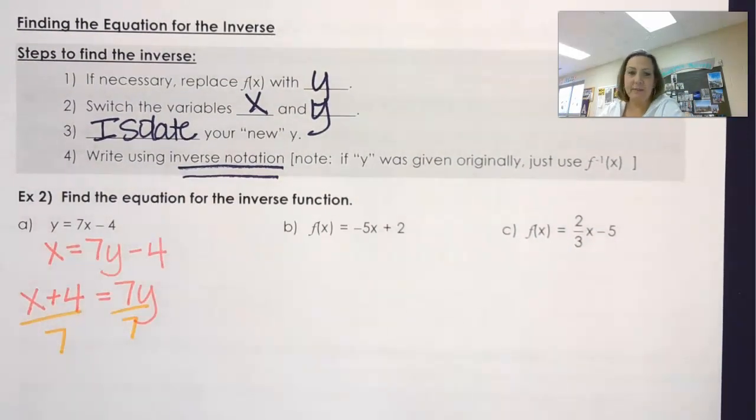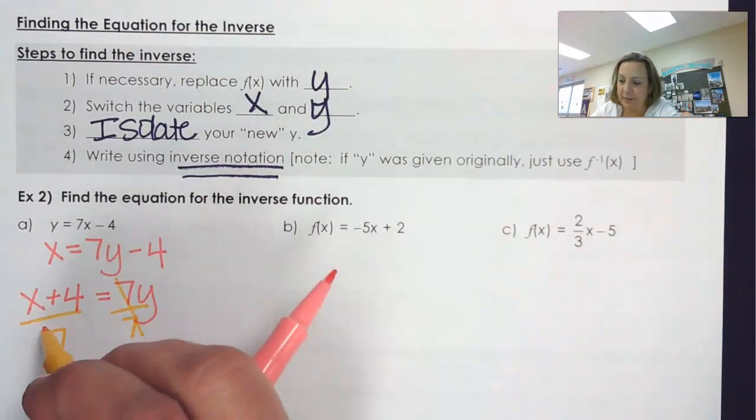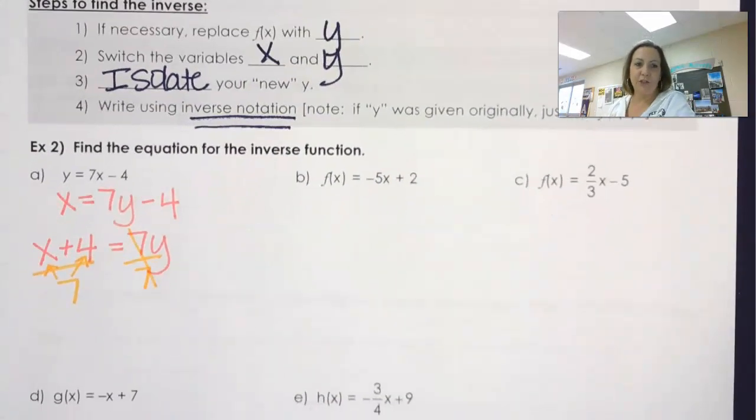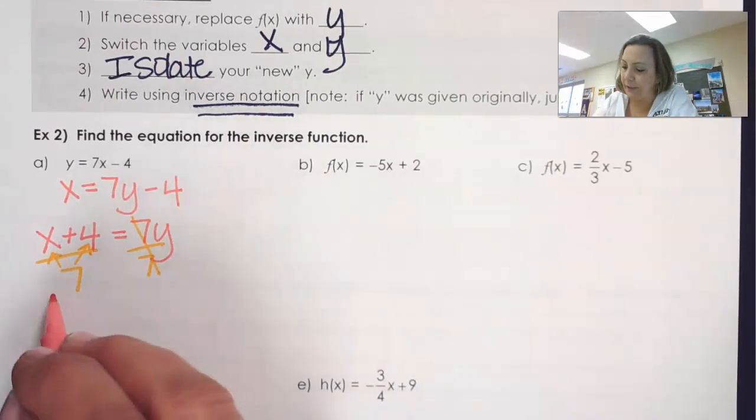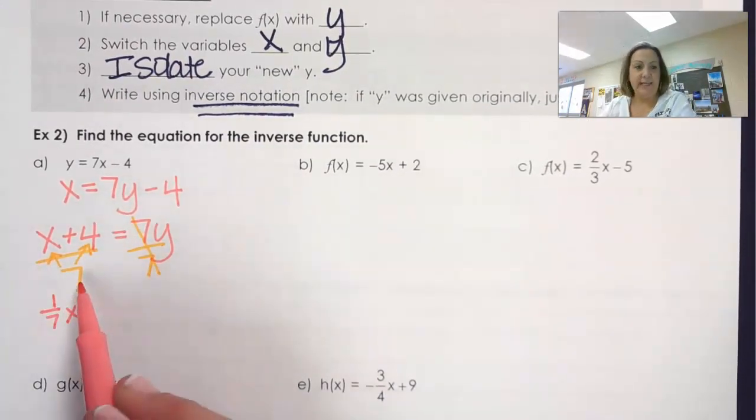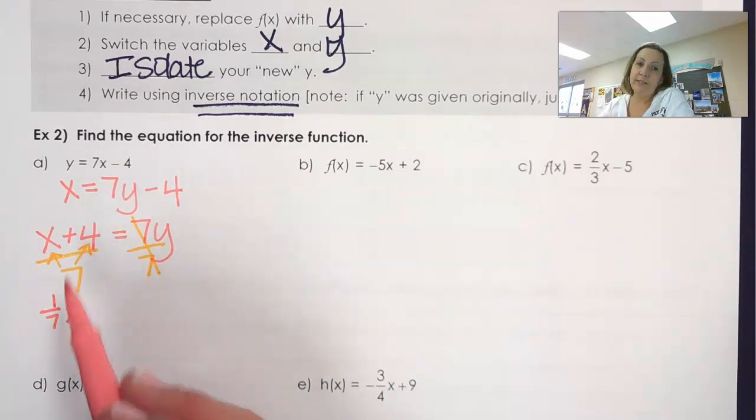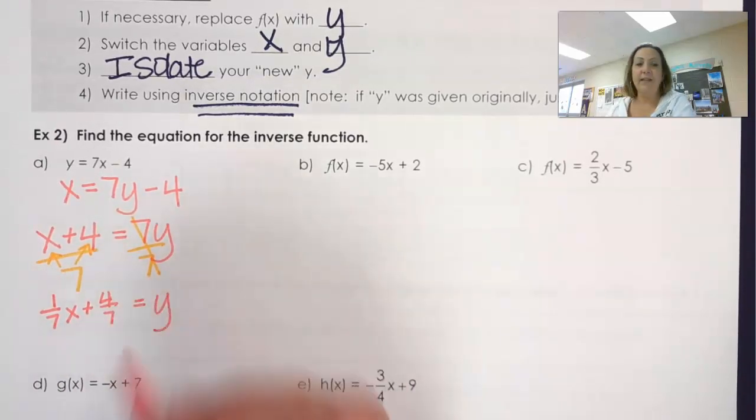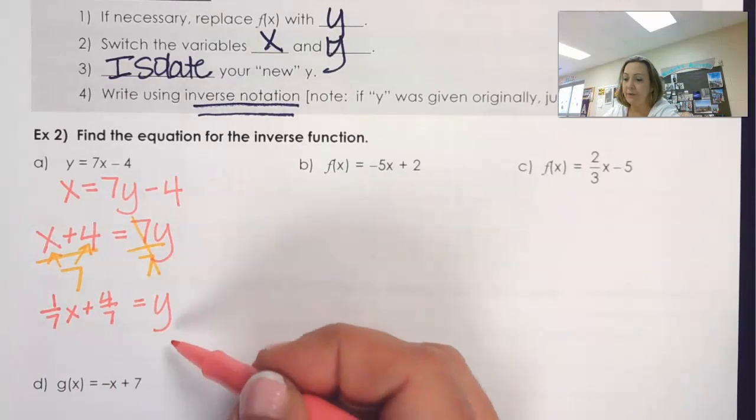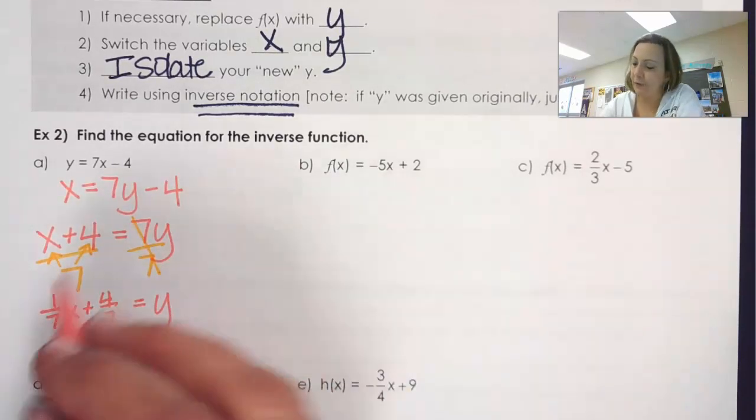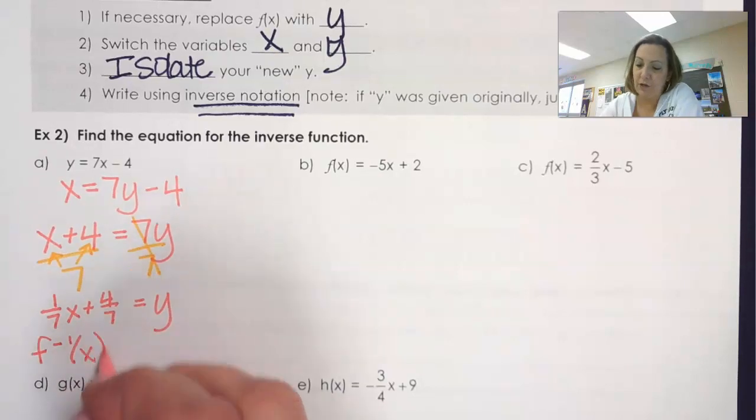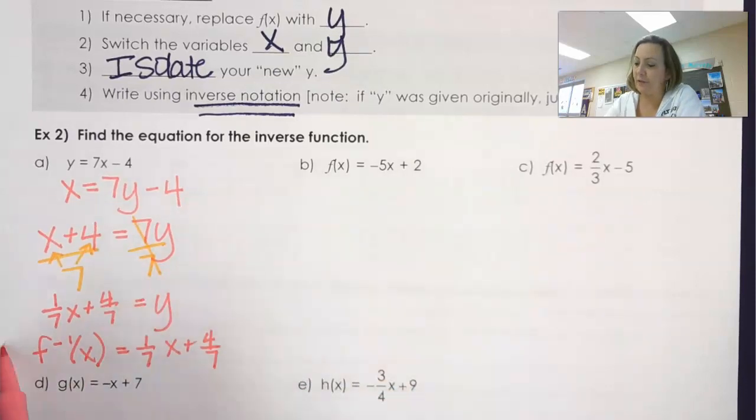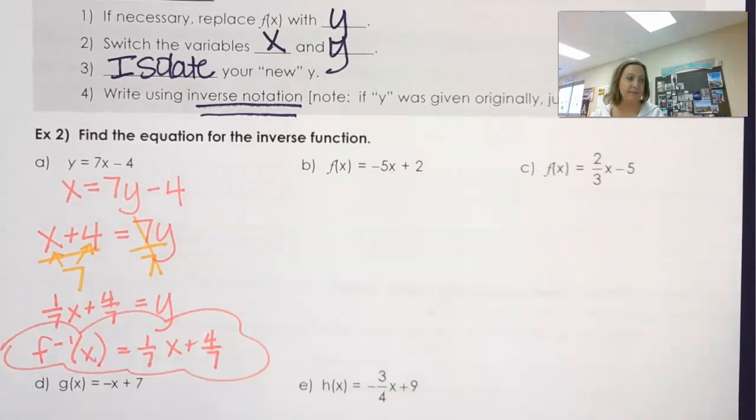And you can leave it x plus 4 over 7 since those don't cancel, but oftentimes we can see this is going to be a linear function, and if I were to apply that 7, this would really be 1/7 x. x divided by 7 means 1/7 x. And 4 divided by 7 is like 4/7. And then that equals y. And so now we've done step 3. We've isolated our new y. So finally, we're going to write this in inverse notation. We'll just call this f inverse of x. And then we'll say equals 1/7 x plus 4/7. There we go. All right.